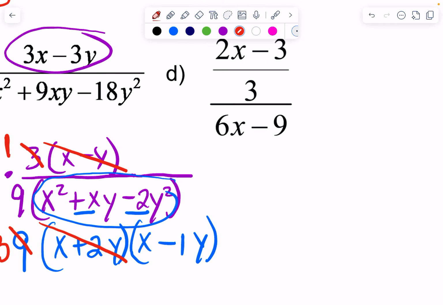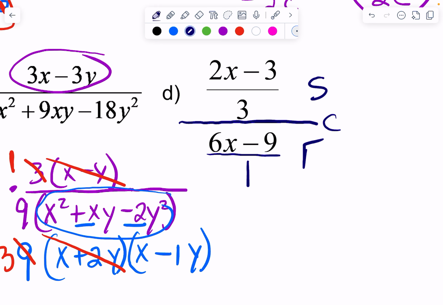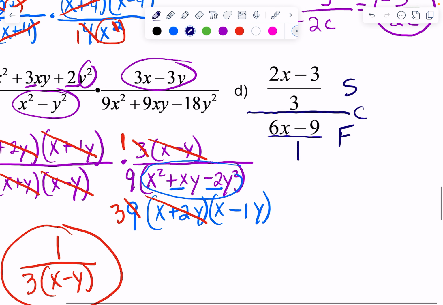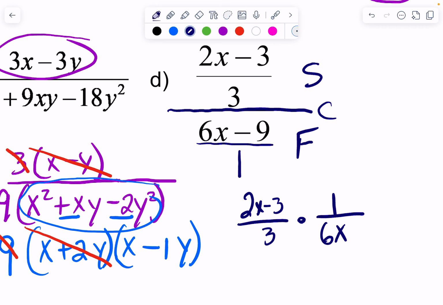And last but not least, wanted to give you this opportunity to remember this skill again. We've got 2x minus 3 over 3 divided by 6x minus 9. Go ahead and put that over 1. Because now when you stay, change, flip, you can clearly understand what your numerator and denominator is. So I've got to stay, change, and then flip.